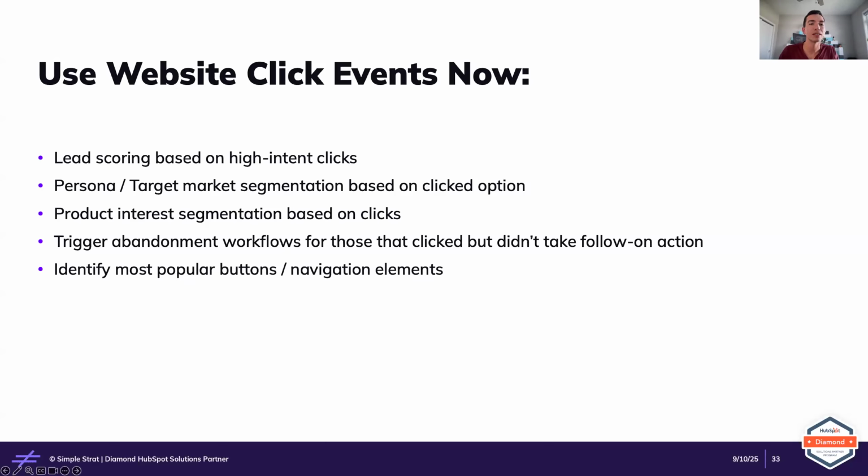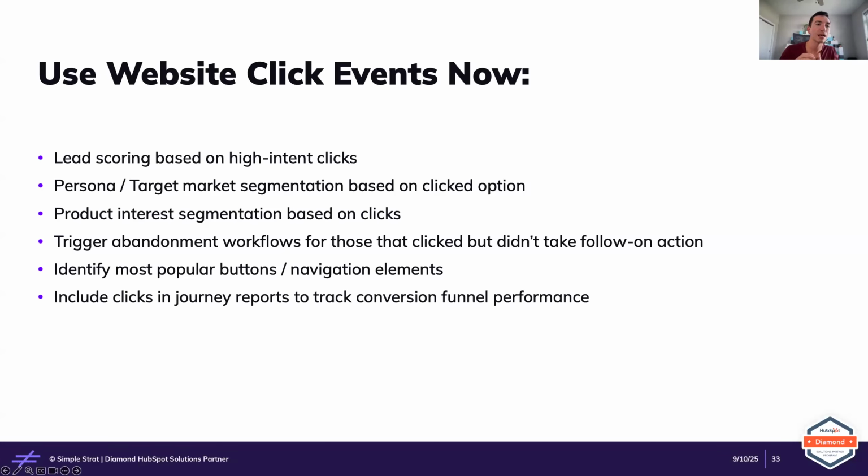Identify the most popular buttons and navigation elements. You can look at all of the verified events HubSpot is tracking, and you can build reports on that. What are our most popular buttons or links on our website? It's pretty easy to build a report once you have that data. And you can include clicks in your journey reports. If you've got journey reports to see how people are flowing through your website and your buying journey, and a click is really important in that journey, you can see whether or not people are doing that, or what people are doing before or after that.